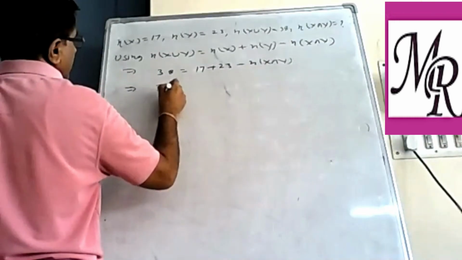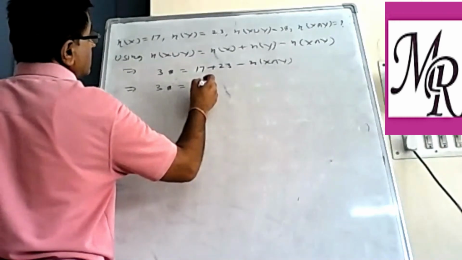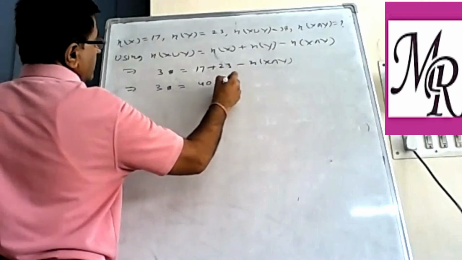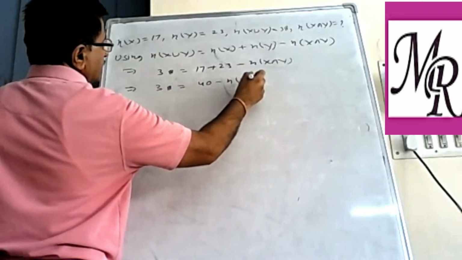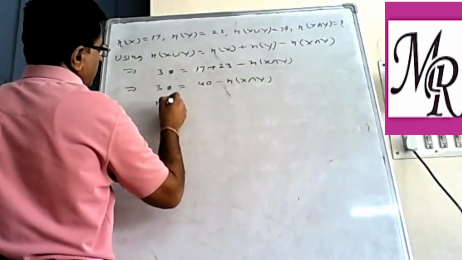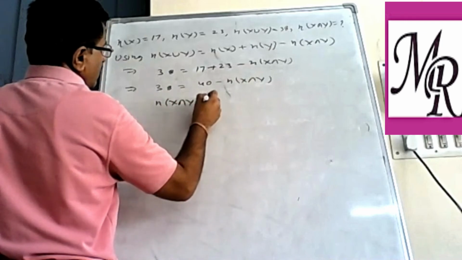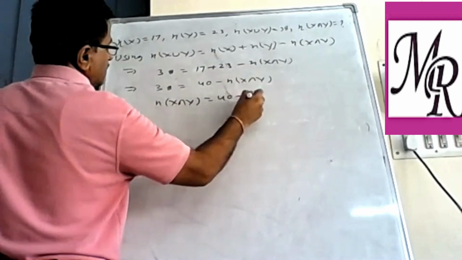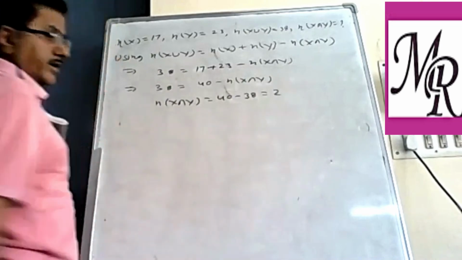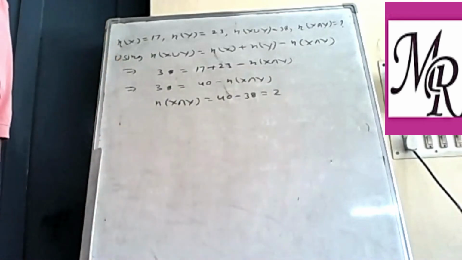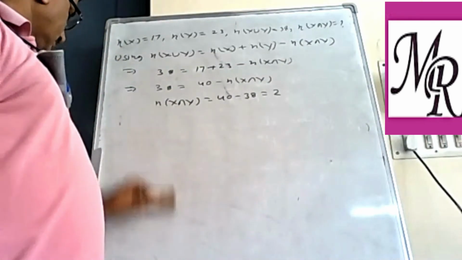So this is 38, this is 40. So number of elements in X intersection Y equal to 40 minus 38. That is 2, right? Yes, sir.